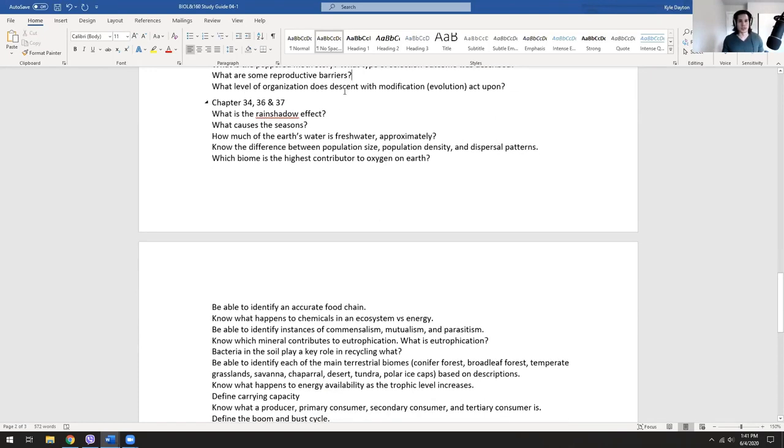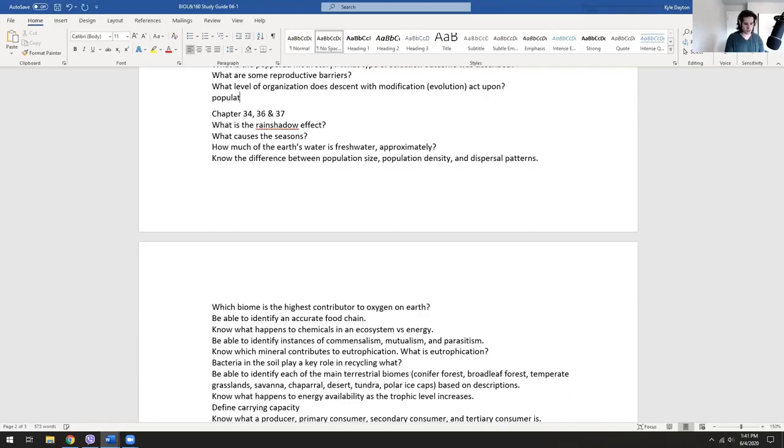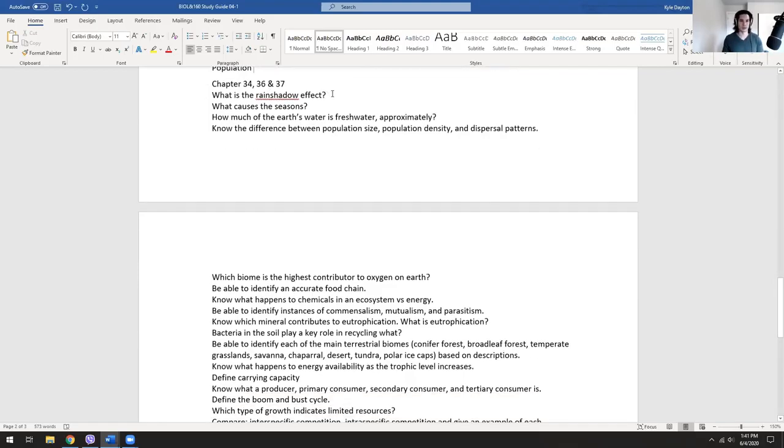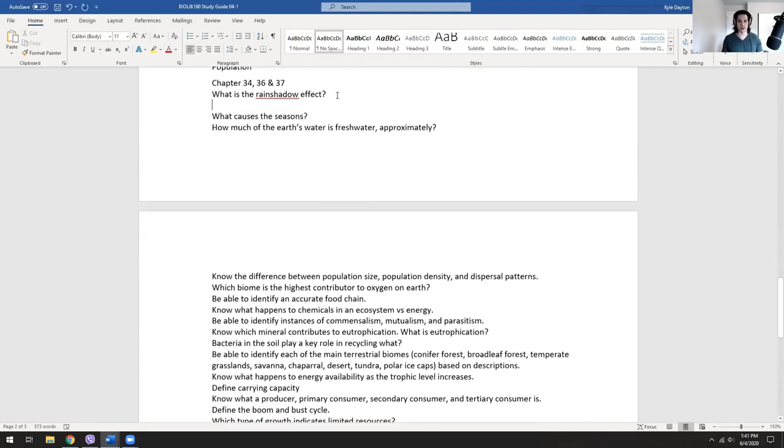What level of organization does descent with modification act upon? Population. So evolution does not apply to an individual, it applies to a population. All right, we're getting closer. And then we have one more after this.